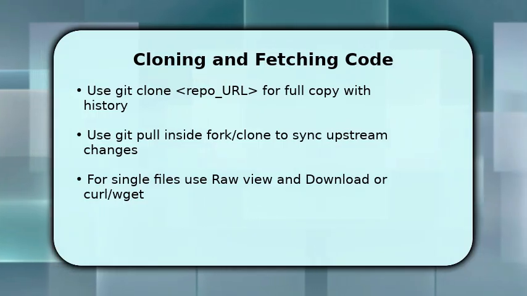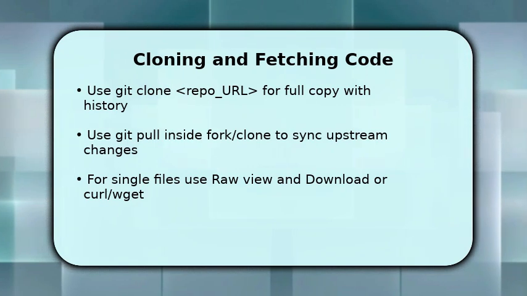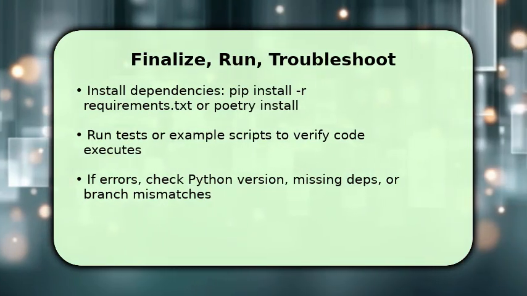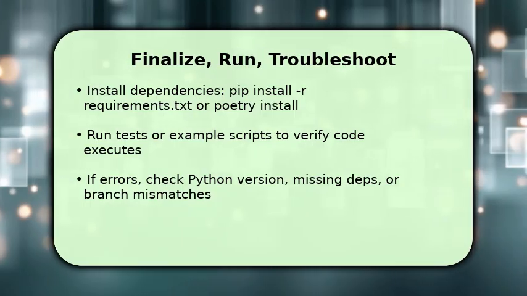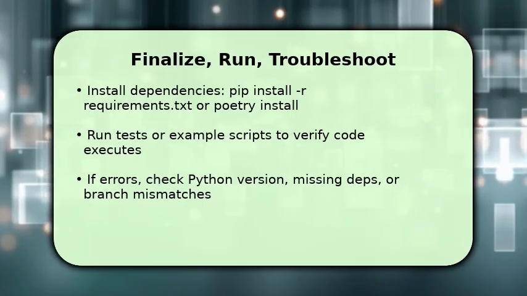With the code local, install required packages, pip install -r requirements.txt, or use the repository's instructed environment tool. This ensures reproducible runs. Next, run example scripts or test suites to confirm functionality.